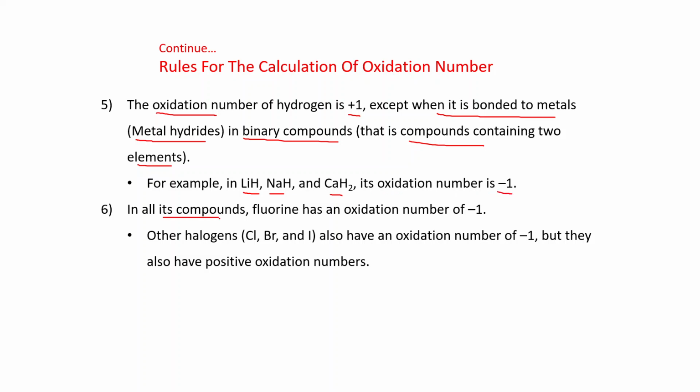In all its compounds, fluorine has an oxidation number of -1. Fluorine is the most electronegative element in the periodic table, so in all its compounds, its oxidation number is always -1. Other halogens like Cl, Br and I also have an oxidation number of -1, but they also have positive oxidation numbers in their oxides or in their oxoacids. Okay.